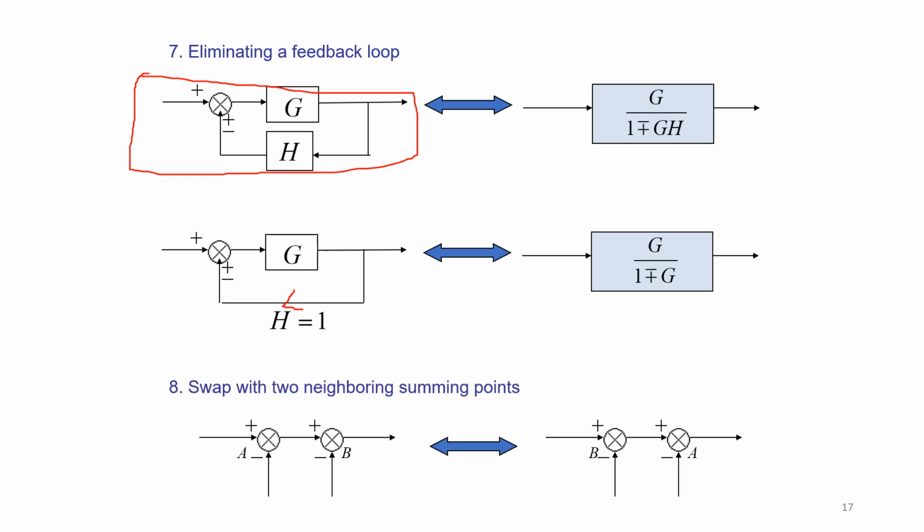Now coming to swapping two neighboring summing points. That means I have a summing point which is named as A, and I have one more summing point which I am naming as B. The signs are plus and minus, so you can just swap your summing points like this. This is allowed. So you can first bring B and then A also. Both of them have the same meaning. So you can swap the two neighboring summing points if they are connected like this.